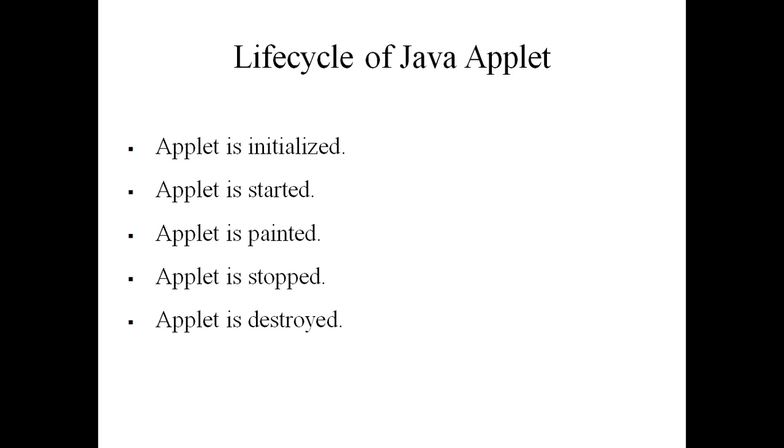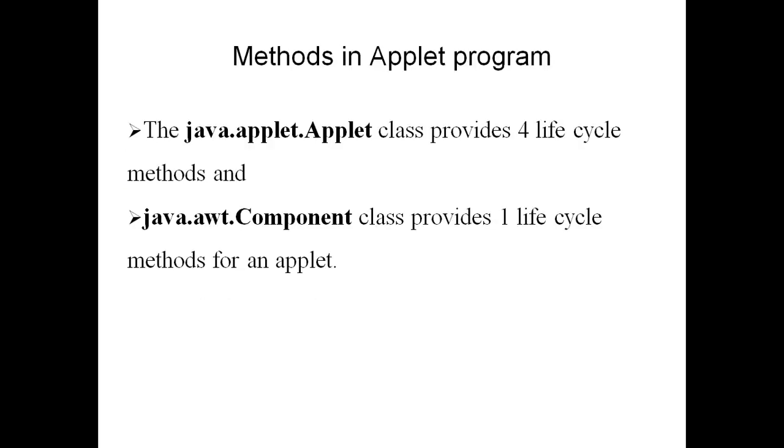There are 5 stages in the life cycle of an applet. An applet is first initialized, then it is started. The output of the applet is then painted on the body of the applet. It is then stopped. It can be destroyed. So there are 5 stages in the life cycle of an applet.